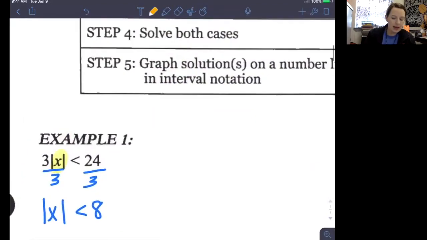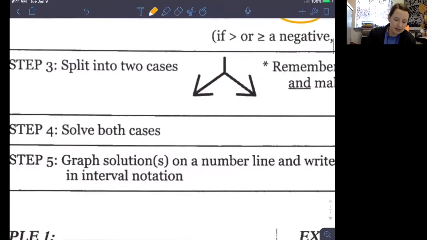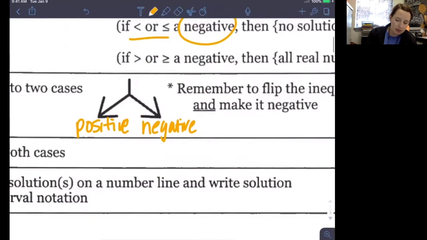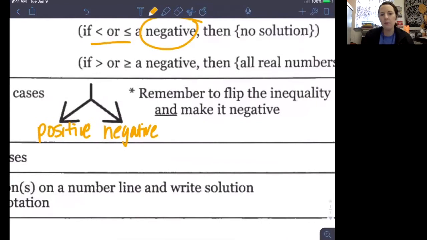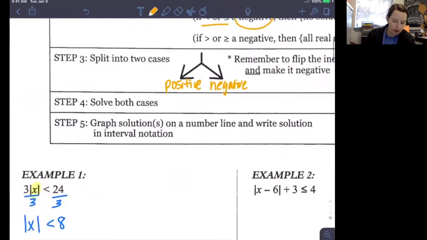The next step is going to ask us to split it into 2 cases. Once again, we're going to split it into a positive case and a negative case. And we need to remember to flip our inequality when we make it negative. Just like when we multiply or divide by a negative value, when we change that solution to be negative, we want to make sure to flip our inequality.